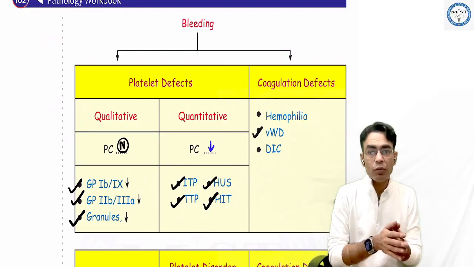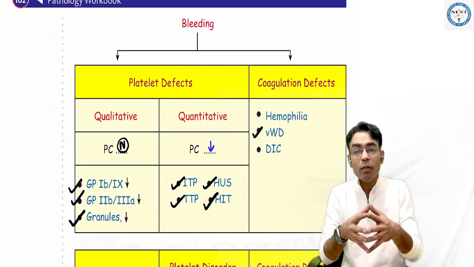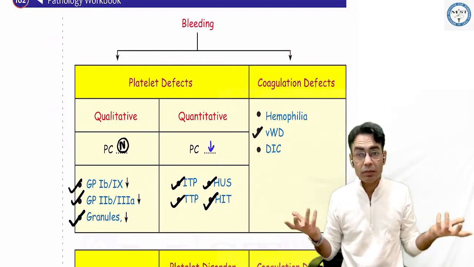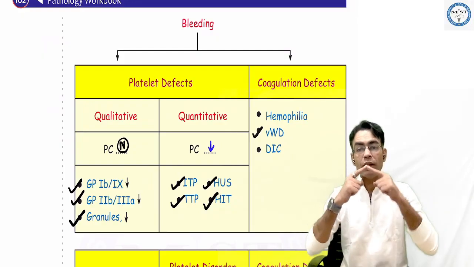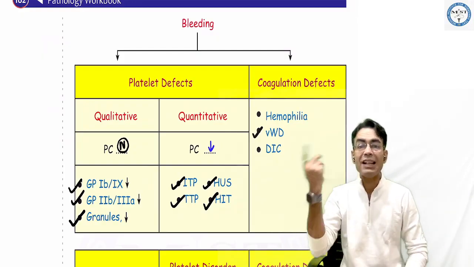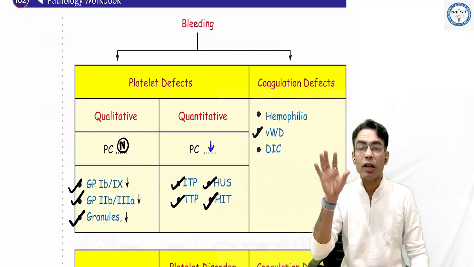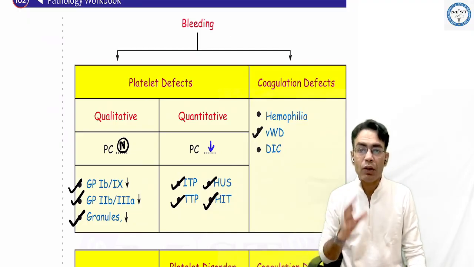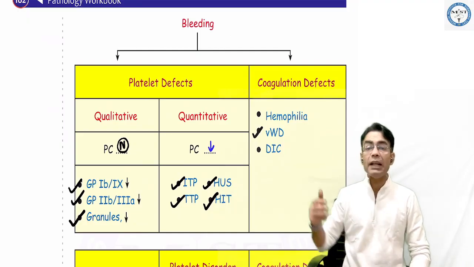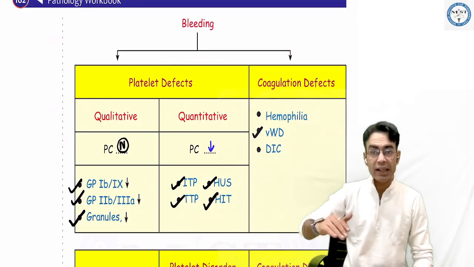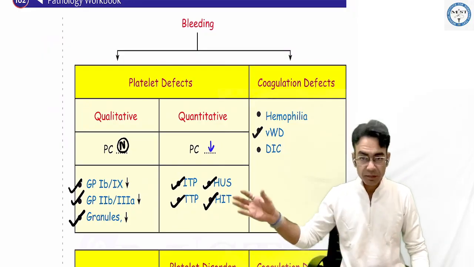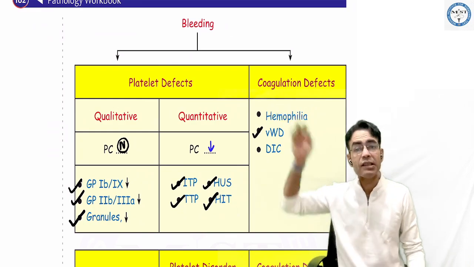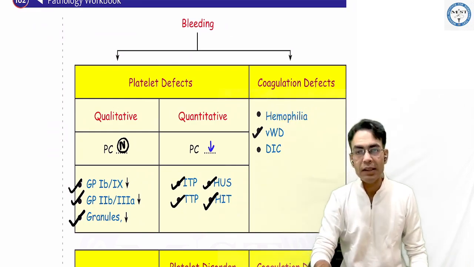It's a qualitative problem also, where the platelet quantity is normal, but the platelet does not have proper ingredients. Like the triangle receptor is gone, Bernard-Soulier; the semicircular receptor is gone, Glanzmann's thrombasthenia; or the granules are gone, granule deficiency disease. Or it might be a quantitative problem where the platelets are less. And when the platelets are less, it can be ITP, TTP, HUS, HIT. For coagulation defects, we'll discuss these three: hemophilia, von Willebrand disease, and DIC.